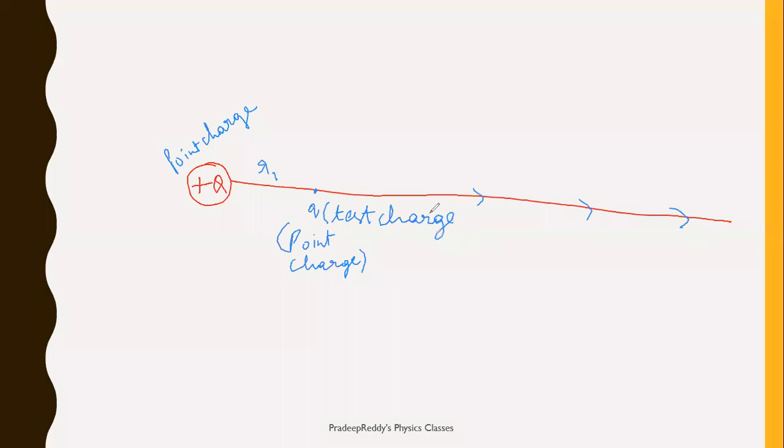So using this test charge, what you will be doing is finding the region till where capital Q will extend its force. Till what particular region capital Q is able to extend its force, that you will be testing using this particular test charge.